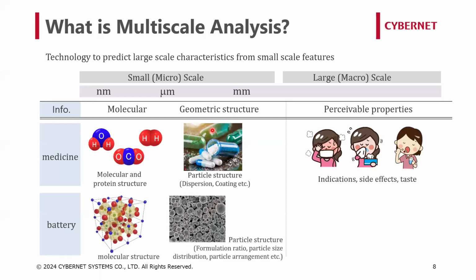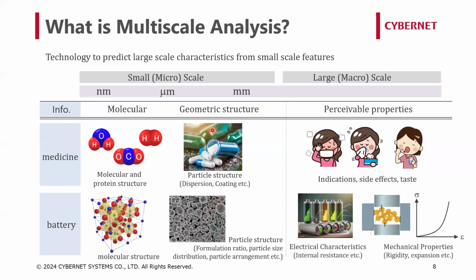The same idea can be applied to batteries. From nano to micro order means molecular structures. It determines the material properties of the electrolyte or active materials. The mesoscale information is the structure of a powder in which the materials are mixed. It includes the mixing ratio of each material and the particle size distribution. And the macroscopic characteristics we can perceive is the performance of the battery itself.